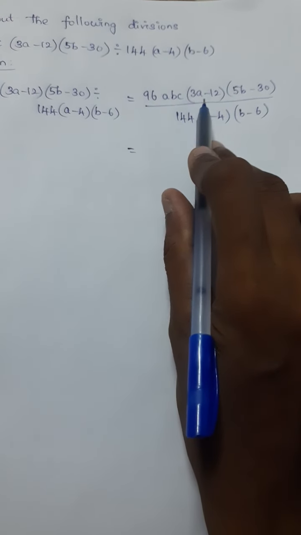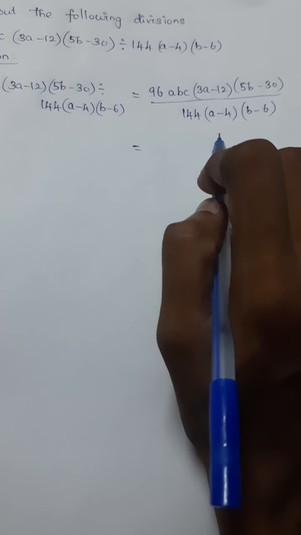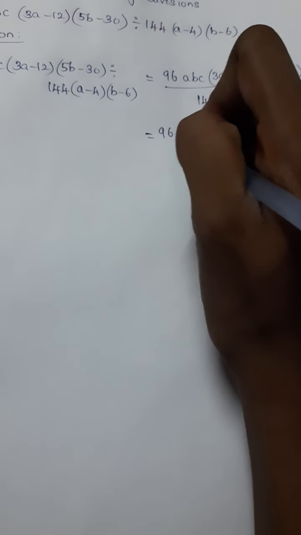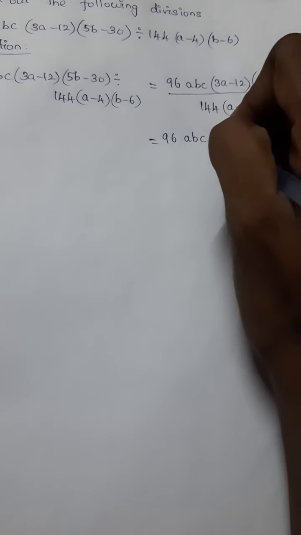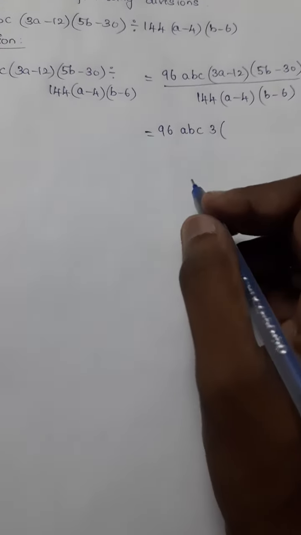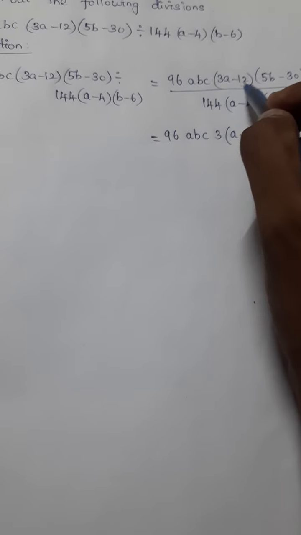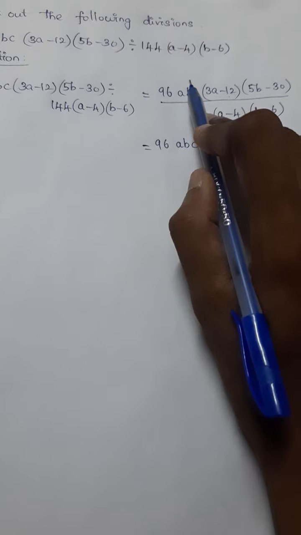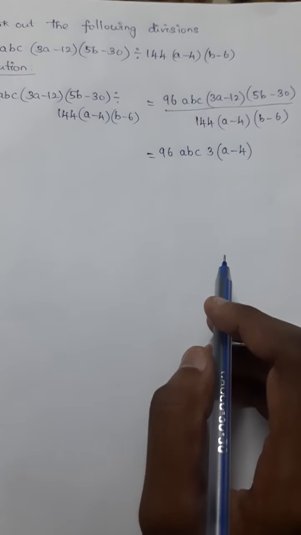See this bracket 3a minus 12. Here one common number can be taken outside. What is that? Yes, 3 can be taken outside. Let me write this 96abc. From this bracket I am taking 3 outside. So the terms inside will be a minus 4, because 3 is taken outside, 12 divided by 3 will give you 4. Because if we are taking outside, which means from multiplication we are taking outside, so we should divide.